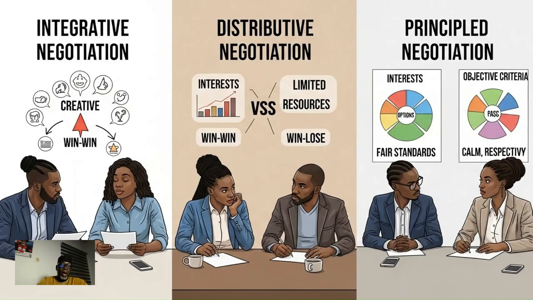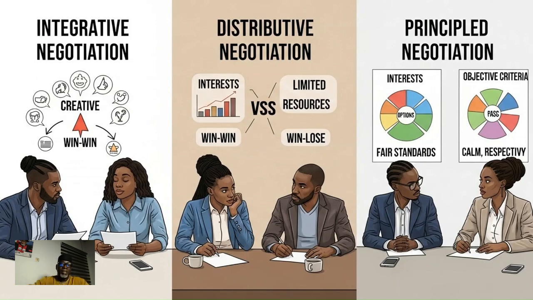Then we move to distributive negotiation, which is the win-lose or the zero-sum negotiation, because this strategy involves dividing a fixed amount of resources. It is competitive and adversarial because each party tries to maximize their gain, or tries to win at the expense of the other party.